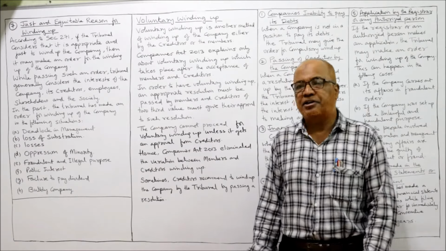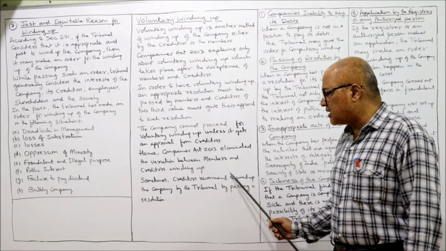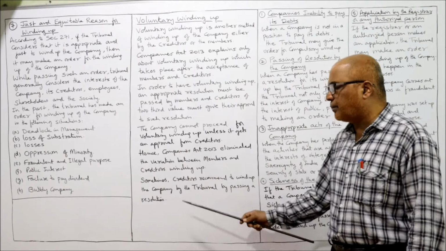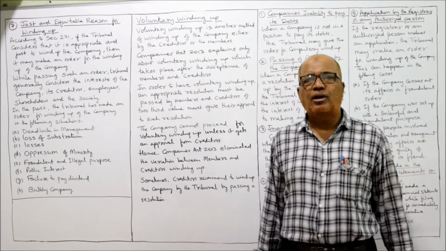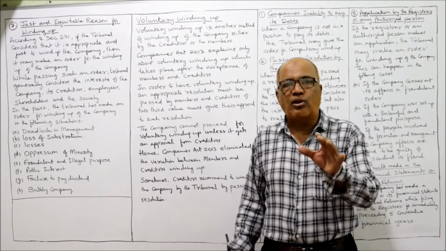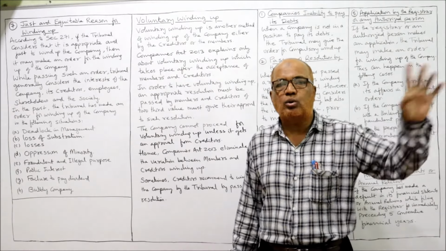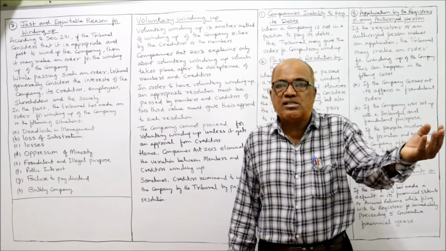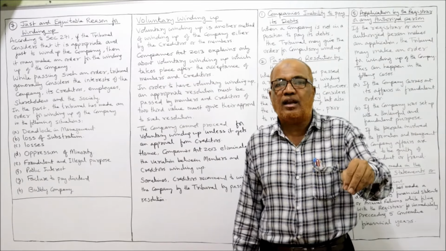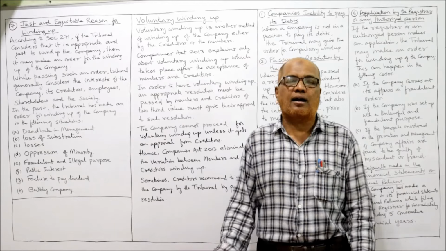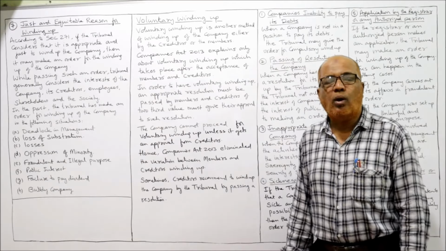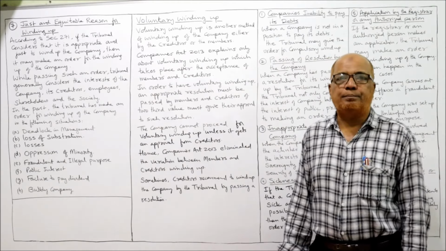from creditors. Sometimes creditors recommend to wind up the company by the tribunal by passing a resolution. Sometimes the creditors themselves will resolve and make a resolution by creditors and pass this resolution to the tribunal and request the tribunal to interfere and wind up the company. This is the voluntary winding up.